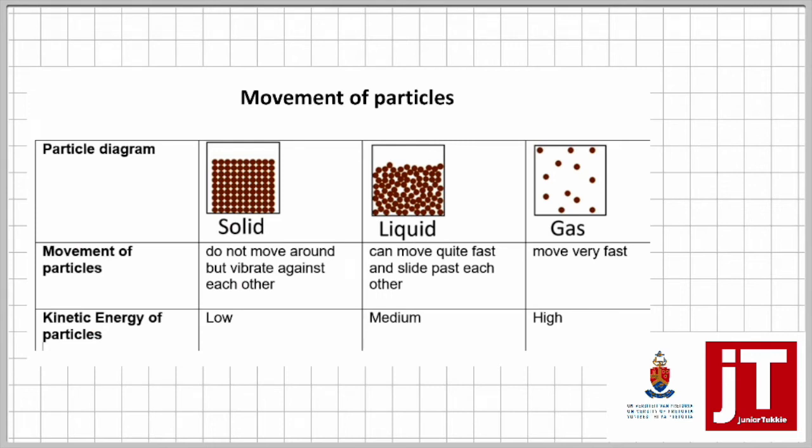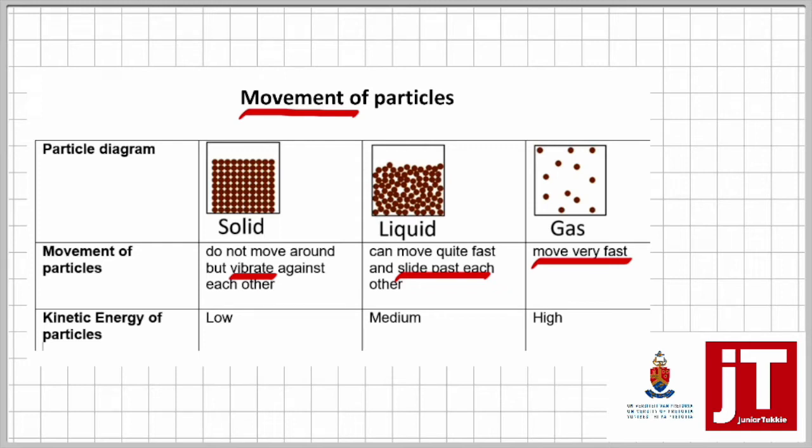Let's turn our attention now to the movement of the particles. In a solid, the particles cannot move very far. They can just vibrate up against their neighbors. So they move back and forth and return to their original positions. In a liquid, the particles move quite fast and slide past one another, taking up new positions. They flow past one another, switching positions. In a gas, the particles are free to move very fast, taking up completely new positions without any hindrance from their neighbors.